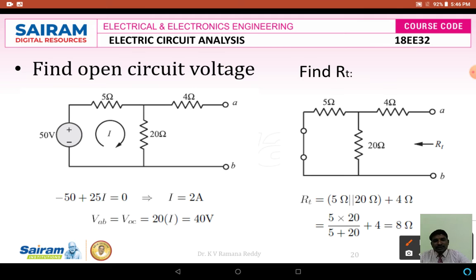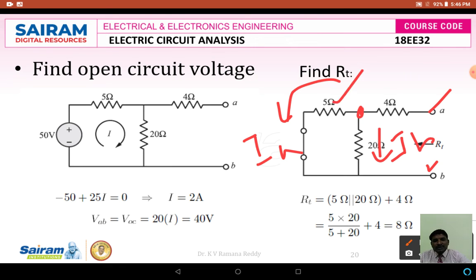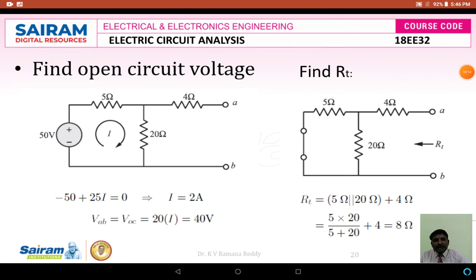Let us imagine there is a voltage source at the terminals A to B. Then it drives one current. That current divides at this node: one current flows like this, for example IA, and another current flows like this, for example IB. IA and IB are two different currents, therefore the 5 ohms and 20 ohms are connected in parallel, and again in series with 4 ohms.